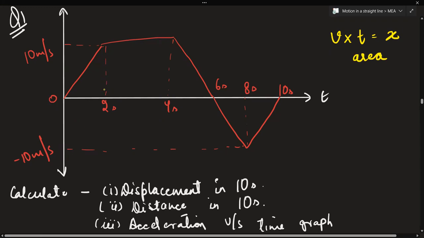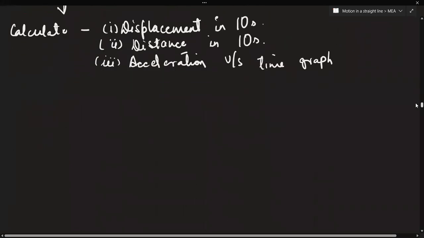Now, if you see, this is a trapezium and this is a triangle. So the calculation is easier. How to calculate the area of a trapezium? Half into the sum of parallel sides into height. So see, for the first part, displacement will be equal to the area of the trapezium.